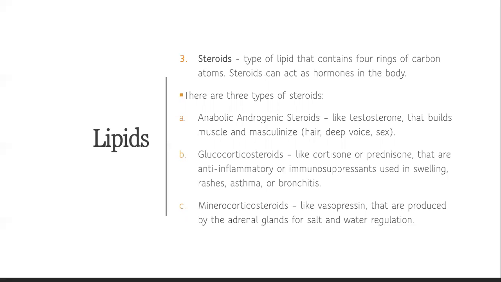For our anabolic androgenic steroids, we have testosterone. For glucocorticosteroids, we have cortisone and prednisone, which are very important for their anti-inflammatory or immunosuppressant function, usually if the patient has swelling, rashes, asthma, or bronchitis. And lastly, the mineralocorticosteroids, such as vasopressin, produced by the adrenal glands, which regulates salt and water.